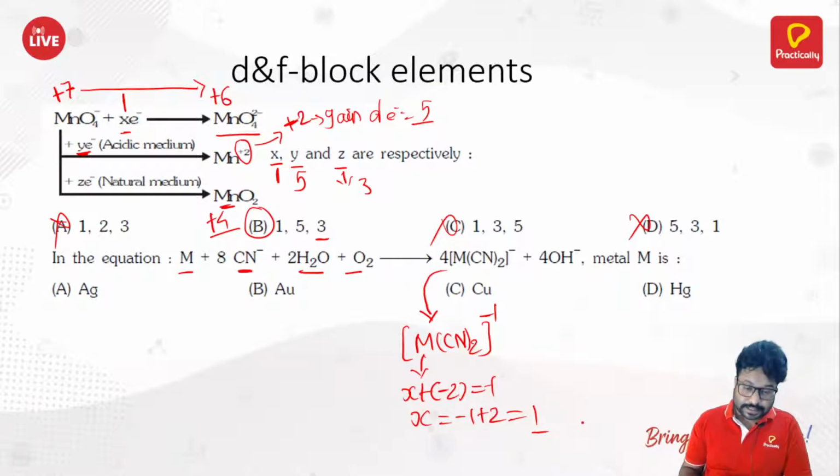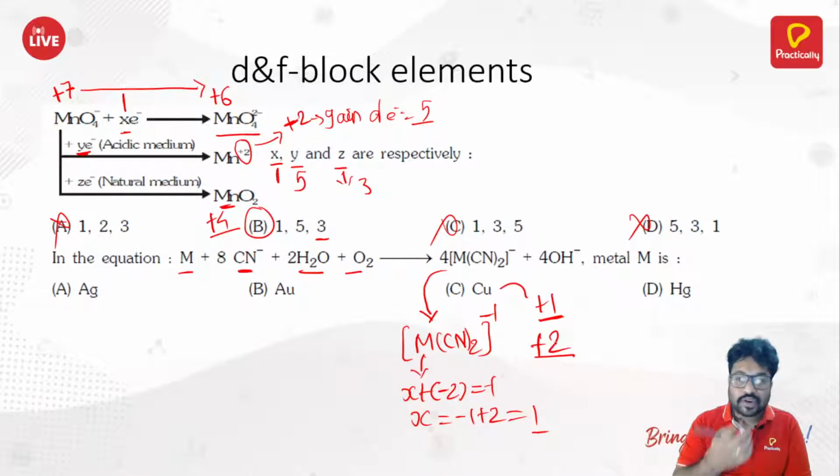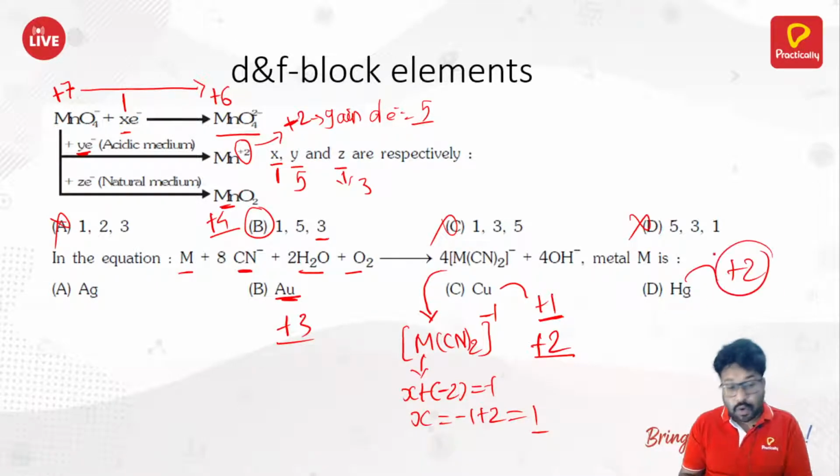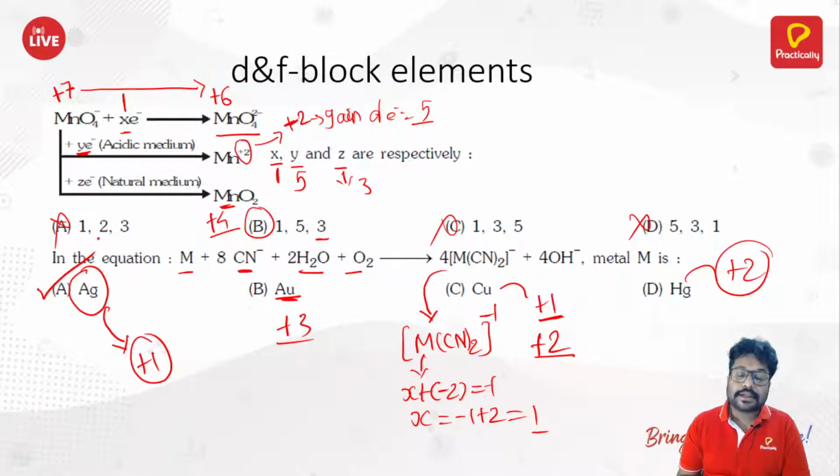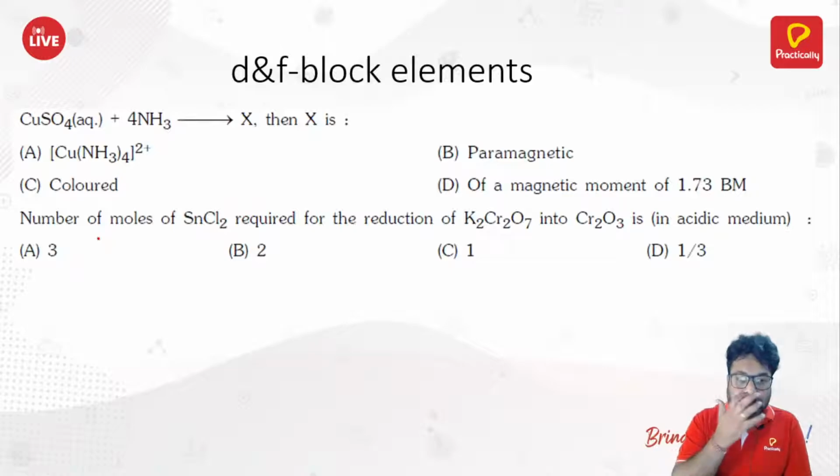Now, out of all these, copper can exist in +1, but copper is more stable in +2, so copper showing +1 oxidation state is quite rare. Gold is present in +3. Mercury is present in +2. The only metal out of these 4 which shows +1 oxidation state primarily is silver. And that is why in this case the answer is silver. Okay, so moving ahead. Next.